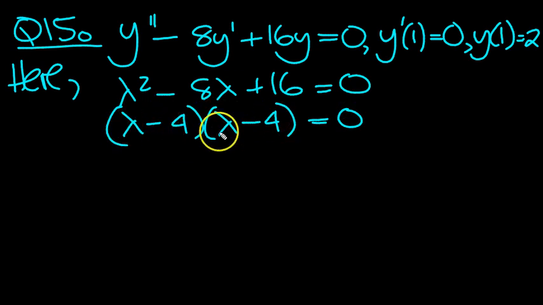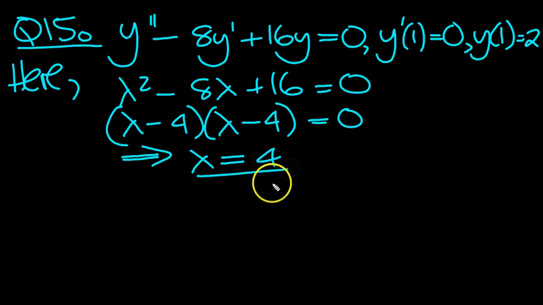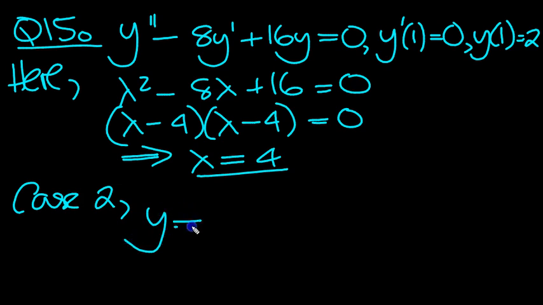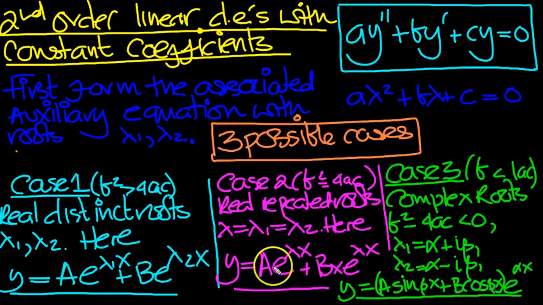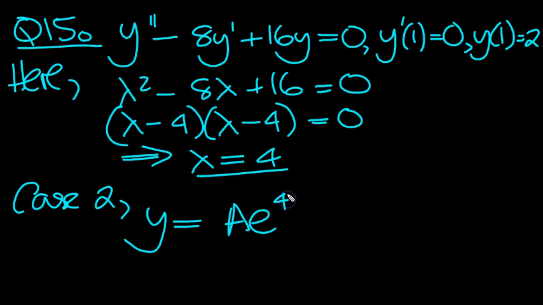Lambda squared minus 4 lambda, which is minus 8 lambda. Minus times minus is a plus, 4 fours are 16. So that tells us straight away that we've got a repeated root and the value of it is 4. So this is case 2, the repeated root case. So y equals, let me just flick onto that to remind us. Here it is. So it's a e to the lambda x plus bx e to the lambda x.